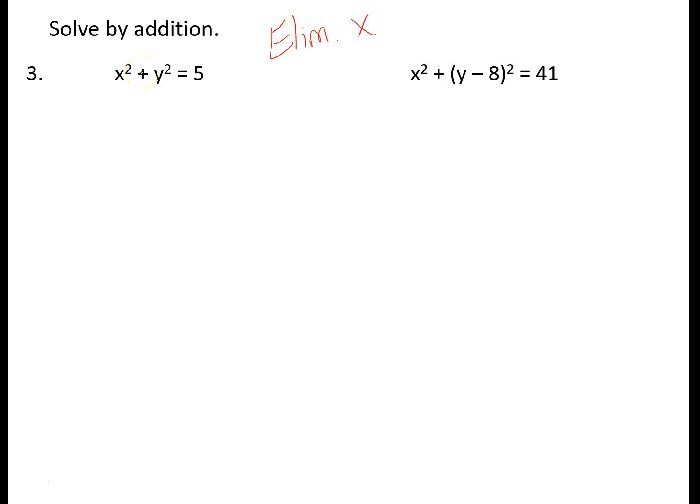So we need these x squareds to have opposite coefficients. So that means one of them needs to be negative. So I'm going to take this first one. That'll be easier than dealing with the y minus 8. And we're going to multiply it by a negative 1. And that result is going to be, I'm going to write it down here. Negative x squared minus y squared equals negative 5. And then we can add these two together and the x will be eliminated because x squared minus x squared is 0.